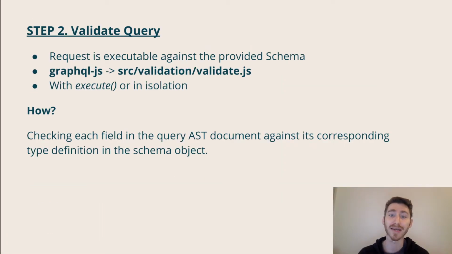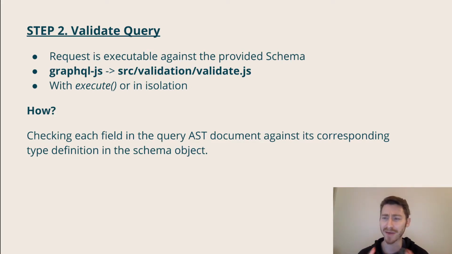Step 2, validating the query. This step ensures the request is executable against the provided schema, and it's found under the validate.js in the GraphQL-js library. While it's usually run just before execute, it can be useful to run in isolation. For example, by a client before sending the query to the server.